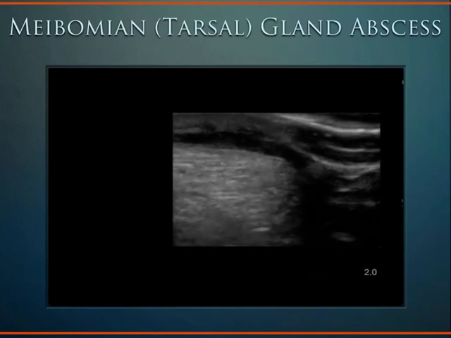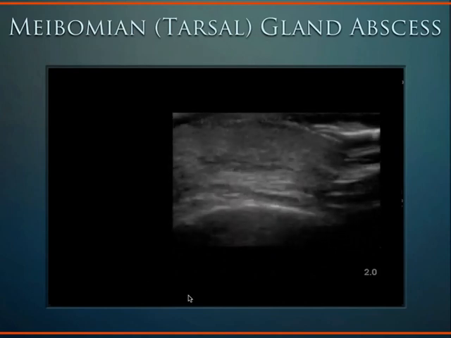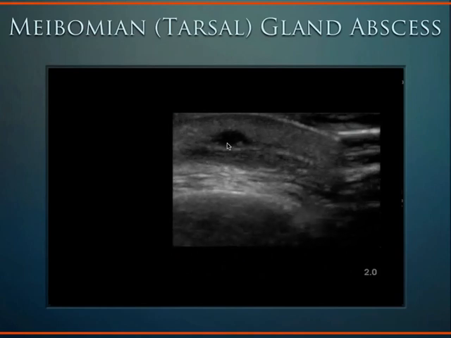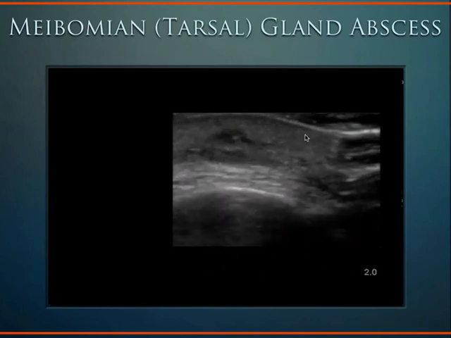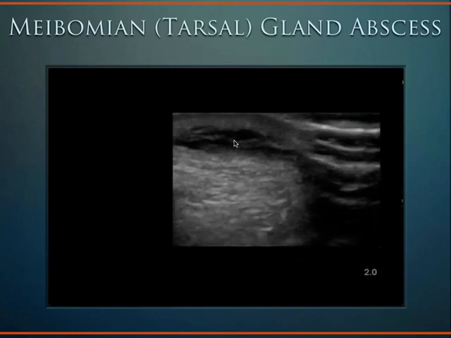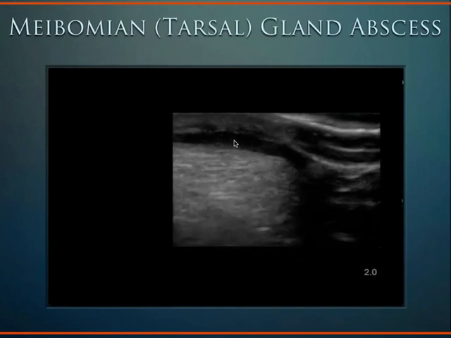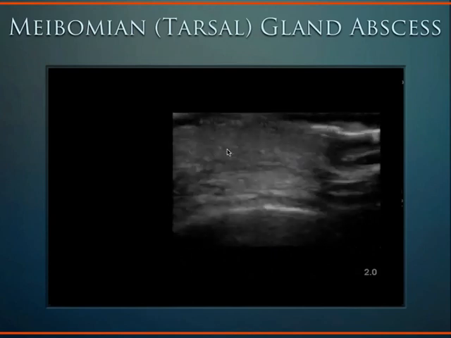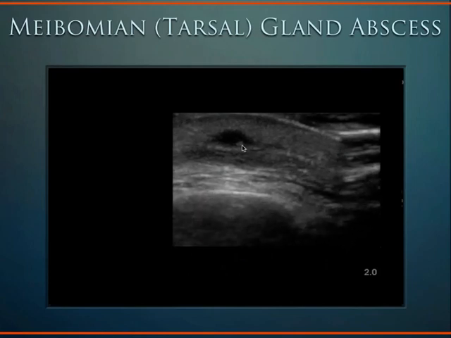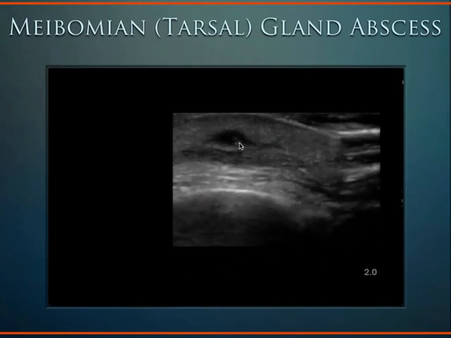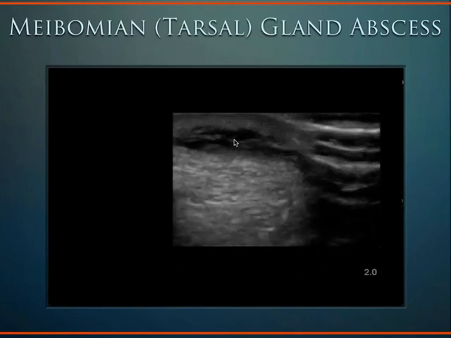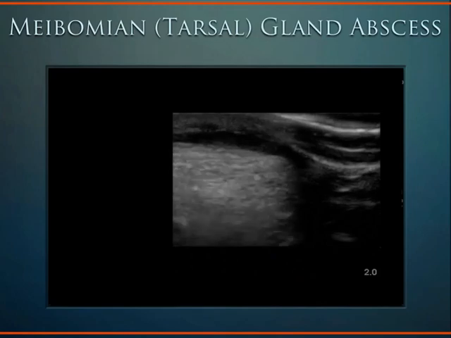So this patient has a very, very small meibomian gland abscess. This is their eyelid coming along right here, and that's the meibomian gland right there. Normally you can't see that gland with ultrasound, but this patient had a very swollen eyelid, and you can make out a small amount of abscess material, a little pus right in there. This abscess successfully underwent a quick lancing procedure to facilitate pus drainage.